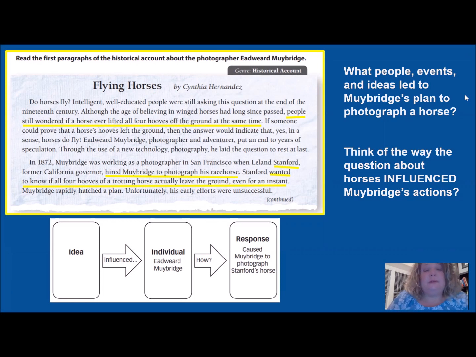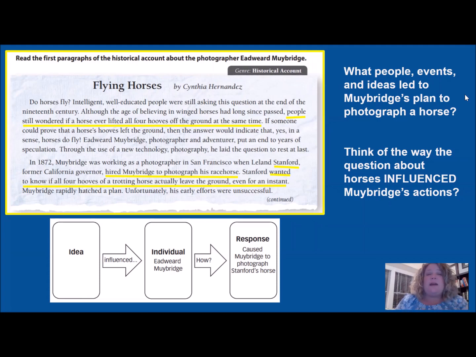Okay, so let's look for a minute. I'm going to use the same organizer we used a minute ago. We have our idea, our individual, and our response. So we don't have our idea yet. That's still a question mark. So we've got to figure out what idea influenced Edward Muybridge and caused him to photograph Stanford's horse.